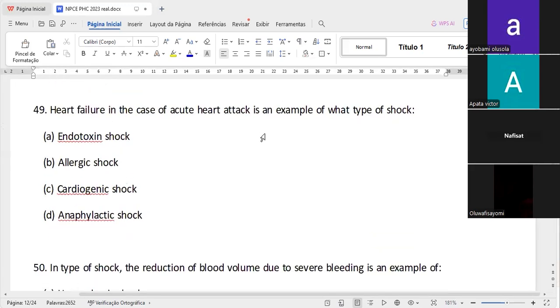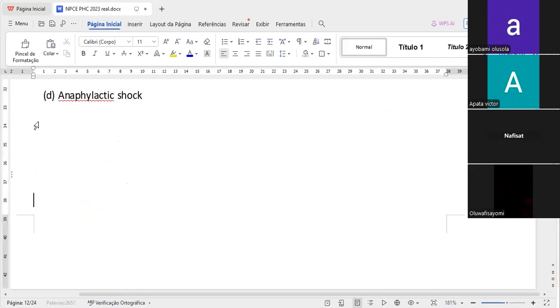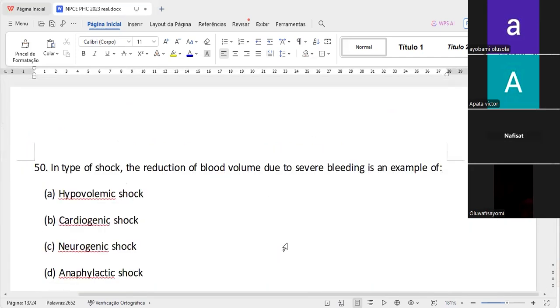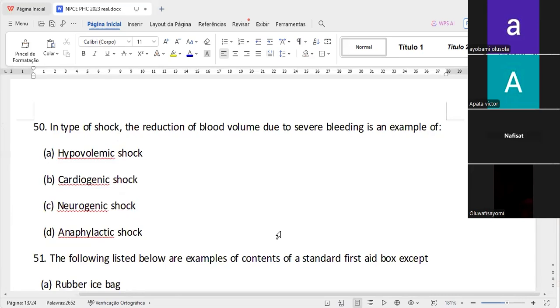Heart failure in the case of acute heart attack is an example of what type of shock? Cardiogenic. Correct. Cardiogenic shock. Question 50. Let me put it next. In this type of shock, reduction of fluid is an example of what type of shock? Hypovolemic shock. Correct. Hypovolemic shock.